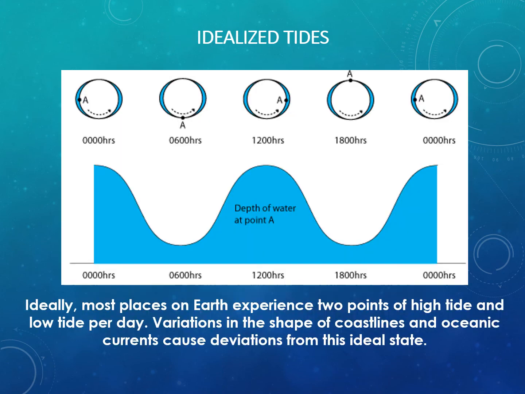Ideally, most places on Earth will experience 2 points of high tide and 2 points of low tide in a 24-hour period in a single day. Variations in the shape of coastlines and oceanic currents can cause deviations from this ideal state. This diagram shows the periodicity of the tides. Note that there's 2 crests, or 2 points of high tide, and 2 troughs, or 2 points of low tide, in this 24-hour period.